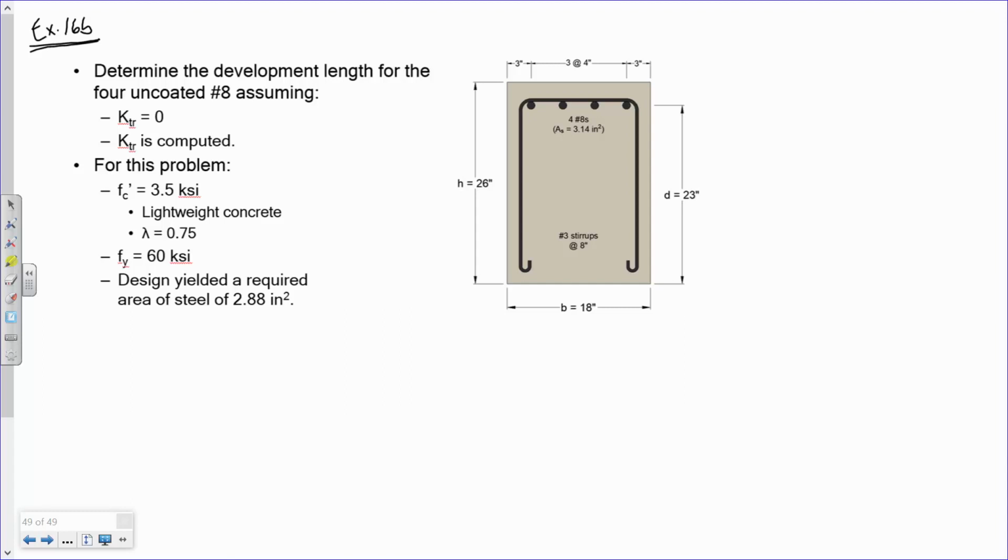We've got our beam dimensions here, and you can see we've got number 3 stirrups at 8 inches. So let's just take this one step at a time. The first thing I want to do is ask you this. Let's just say parameters.